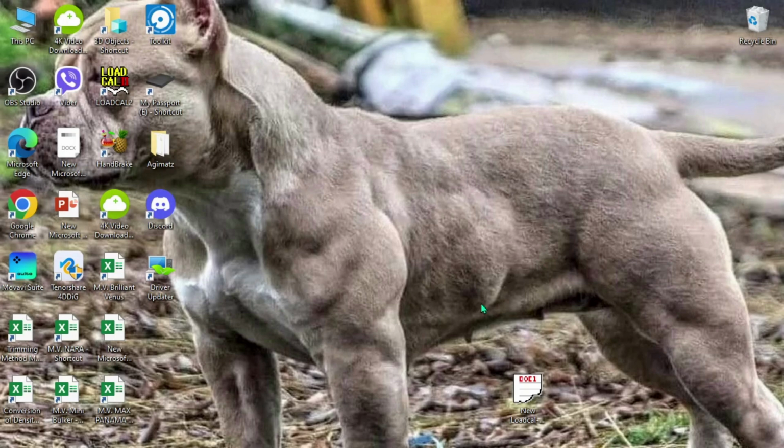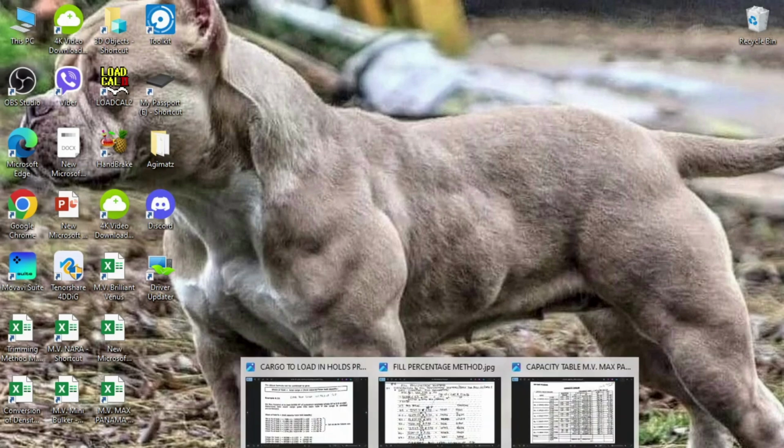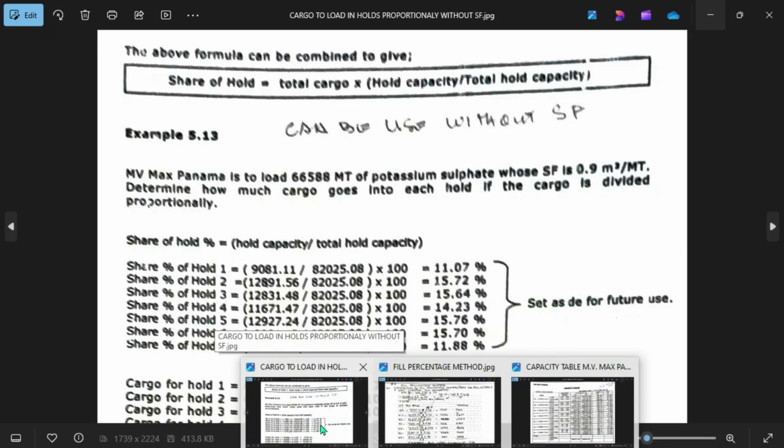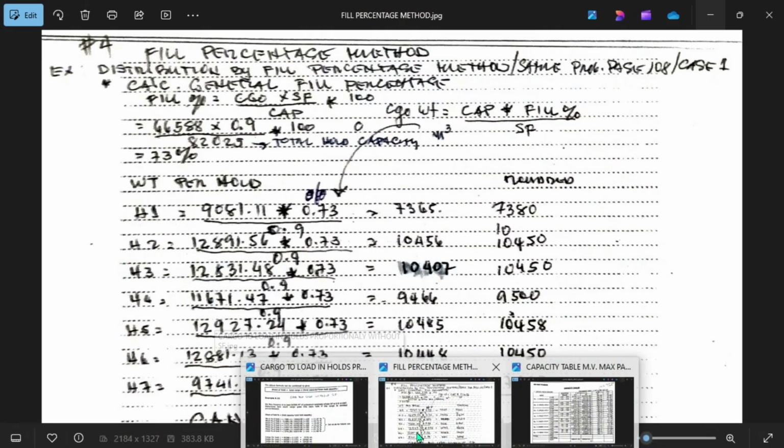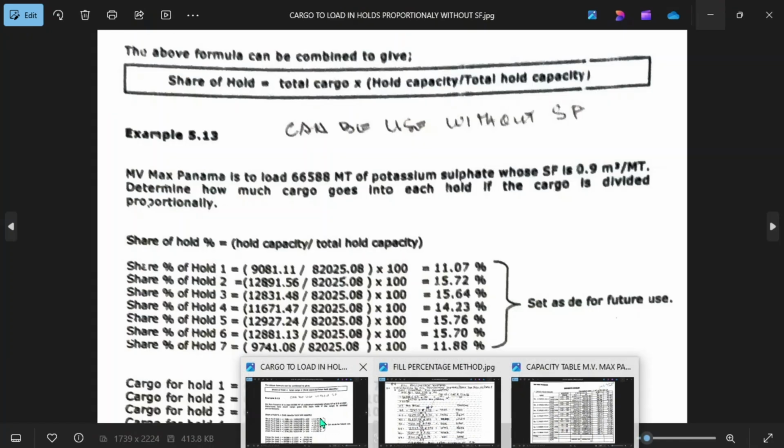Percentage, and proportionally, when you load each cargo hold proportionally. Okay, so let's start, guys.